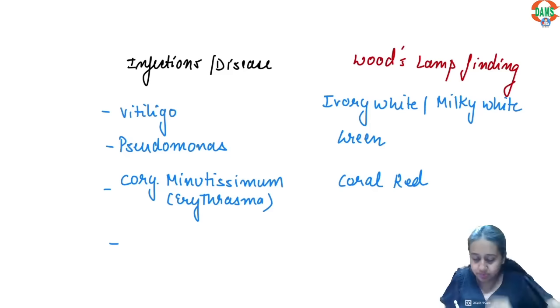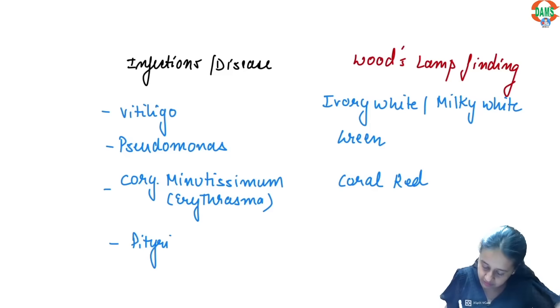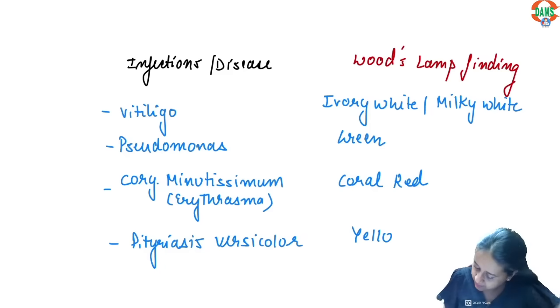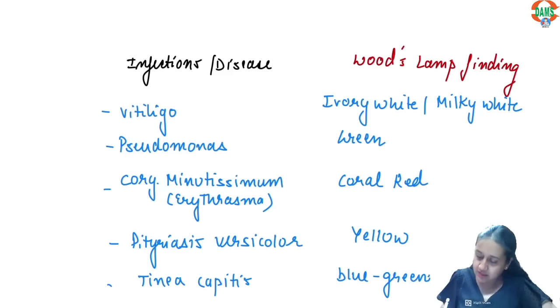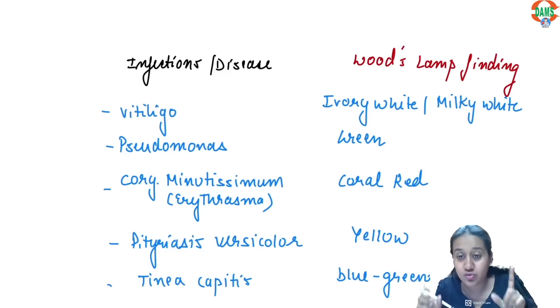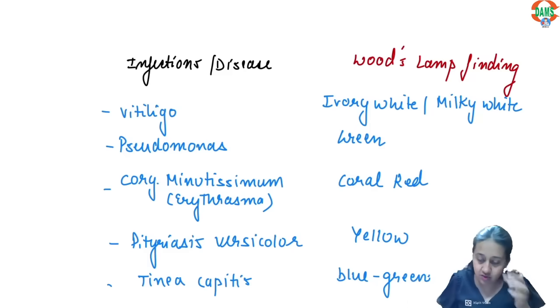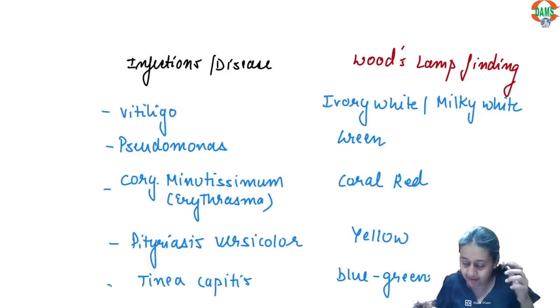The next is Pityriasis versicolor. It is yellow. And tinea capitis, a dermatophytic infection, is blue-green fluorescence. So these are some of the fluorescence findings which you need to know for your exam.